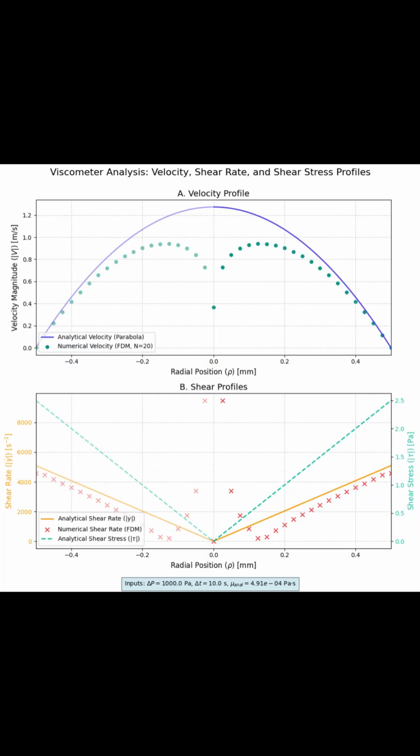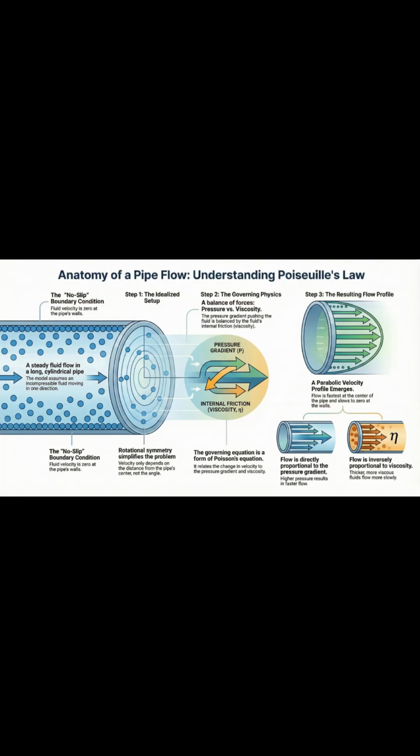Second, when you actually do the math, you get this really neat result, a parabolic velocity profile. So what's that? Well, it means the fluid moves fastest right in the center of the pipe, and then it gets slower and slower as you get closer to the walls. The math also shows us two really critical things. More pressure means faster flow, and more viscosity, a thicker fluid, means much slower flow. That's a huge deal for designing these systems.